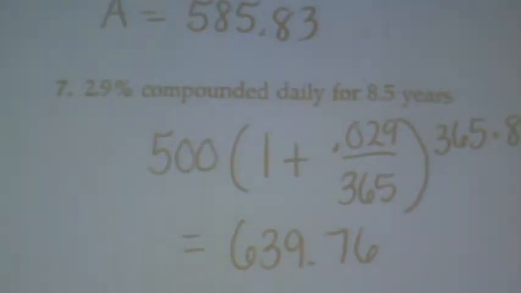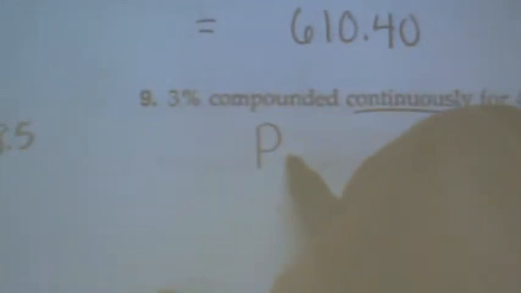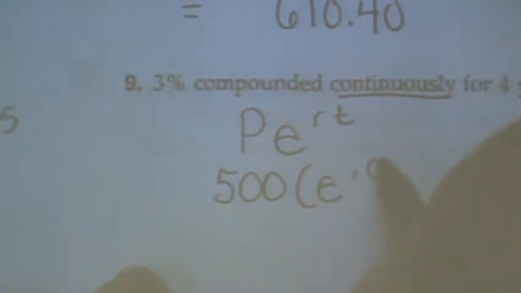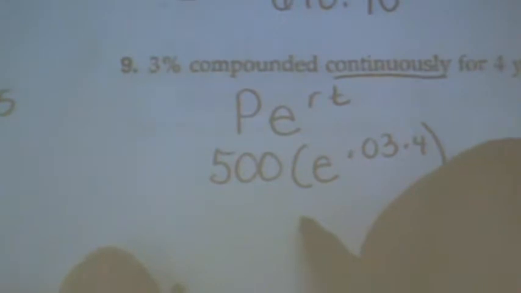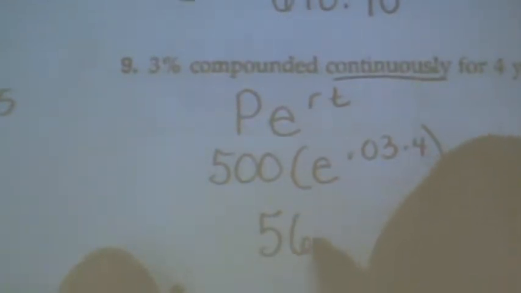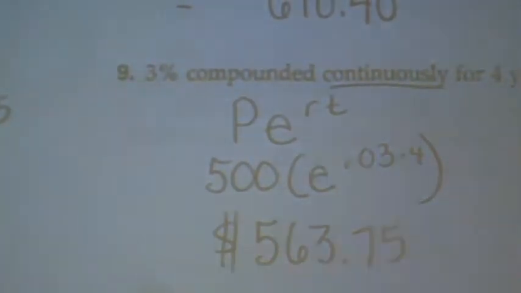And number 9. This one says continuous, that word continuous. We're gonna take $500, e to the 0.03 times 4 power. You get 563.75? Yep. Excellent. Questions?